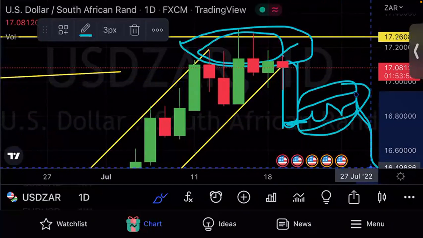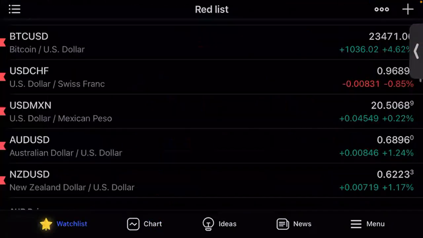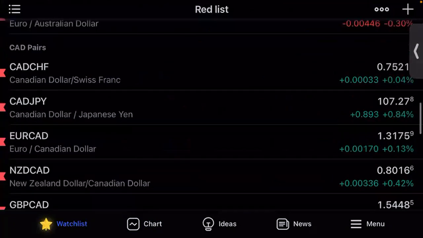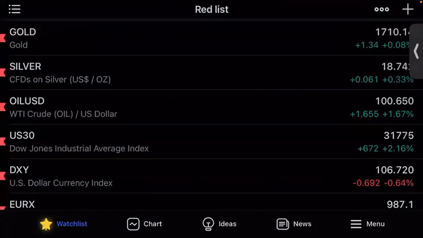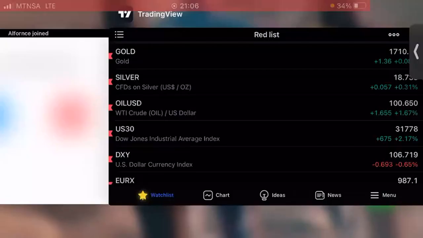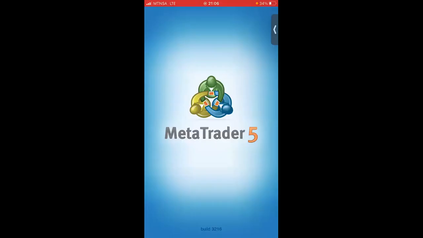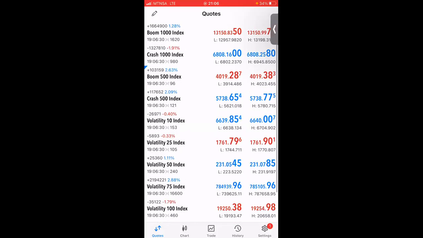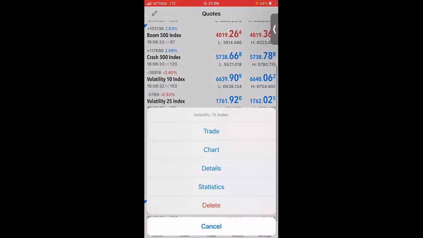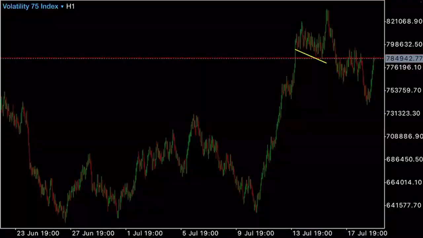Or let's do the last one. Then we are done. Okay. Let's take another pair. There are guys who trade volatilities, right? There are guys who trade indices. Let's go to the indices. Let's take for instance V75. Let's open V75. Let's work with V75, right?